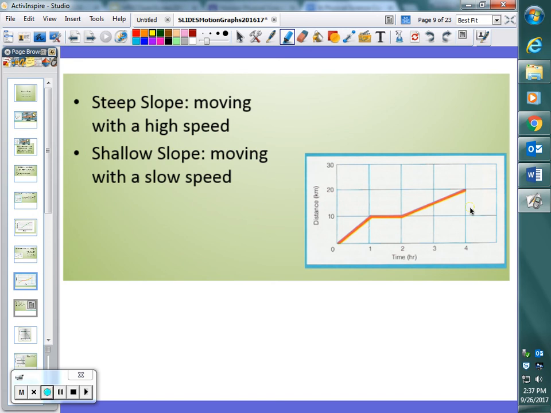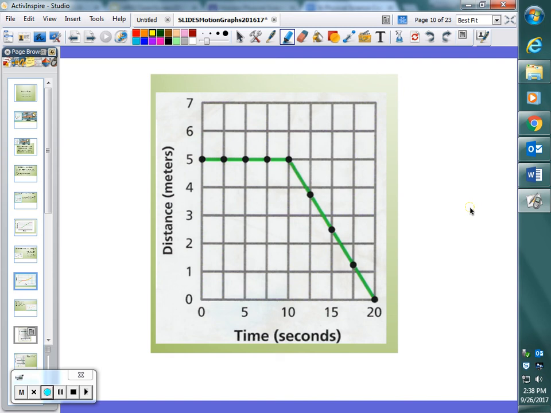We can have a steep upward slope, but we can also have a steep downward slope, right? Something that has a steep downward slope has a high speed. It's just moving which way? In the negative direction, right? A lot like this one right here. Right? What happens here?